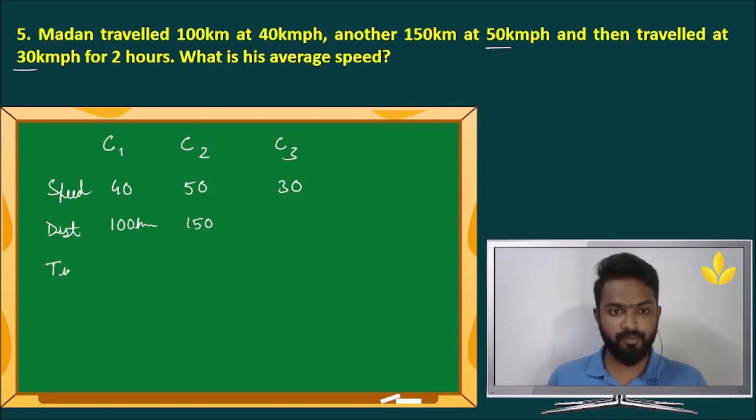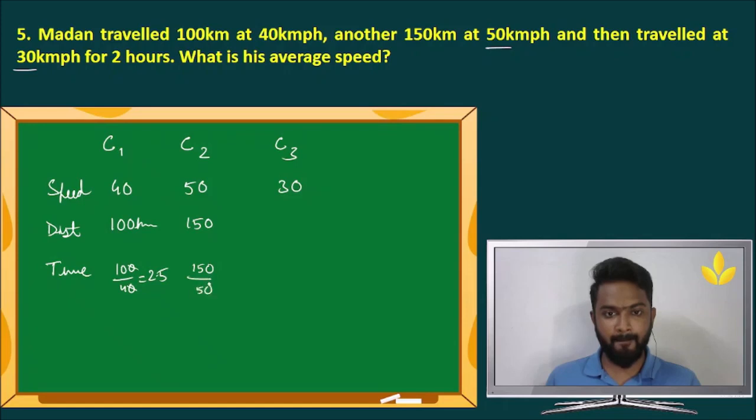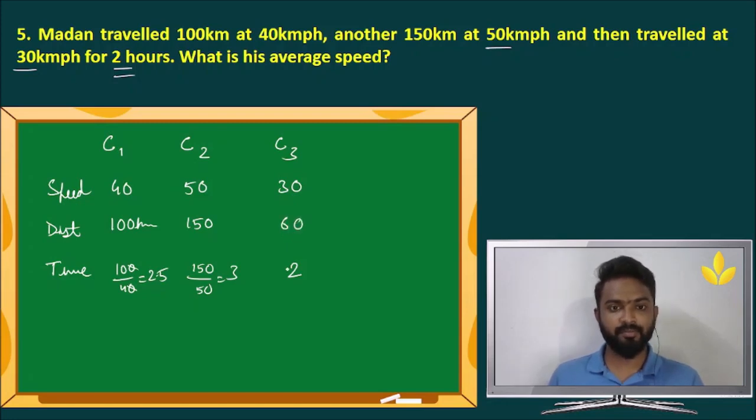When it comes to the times, time is nothing but distance by speed, so 100 by 40 is nothing but 10 by 4. When we cancel this out, 0 0 gone, 10 by 4, half of 10 is 5, half of 5 is 2.5. Okay, then we have time over here. 150 by 50 is nothing but 3, and the time over here is given, that is 2 hours. They have given 2 hours in the third case. So distance is 30 into 2, that is 60 kilometers.